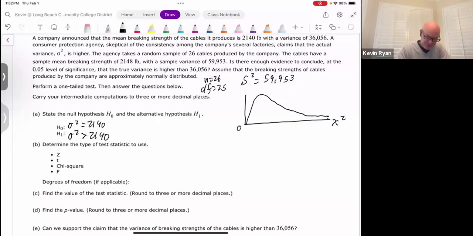And because it's larger than this, it's going to be a right tail only. And this is 5%. So the area to the right is 5%. Degrees of freedom is 25.